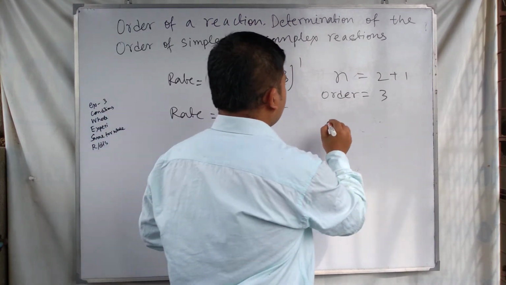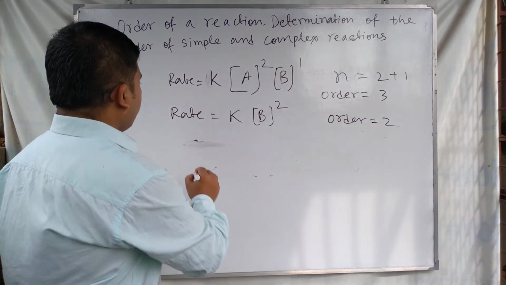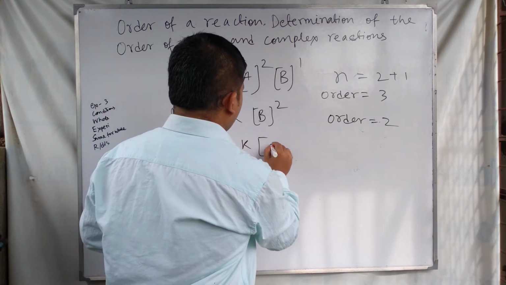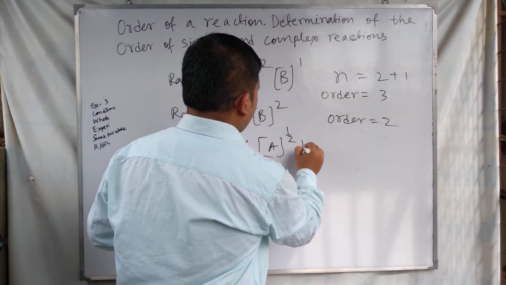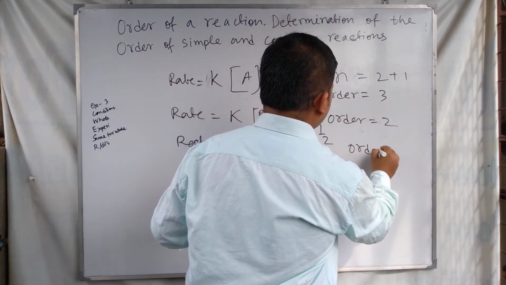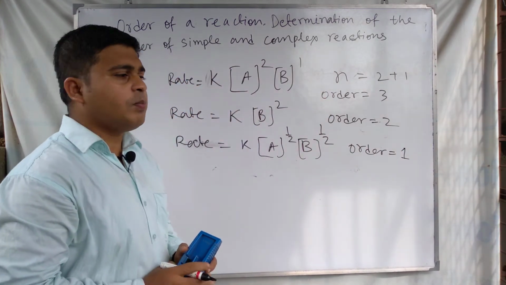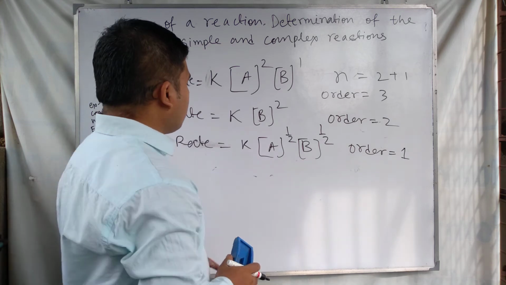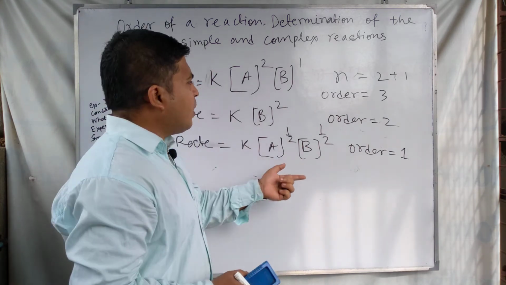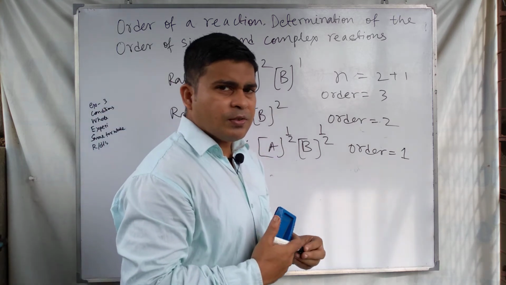Okay, and for a reaction, suppose rate equals K into B to the power 2. For this reaction, the order equals 2. And for a reaction, suppose rate equals K into A to the power half and B to the power half, the order of this reaction equals 1, because it is half plus half, the total becomes 1.